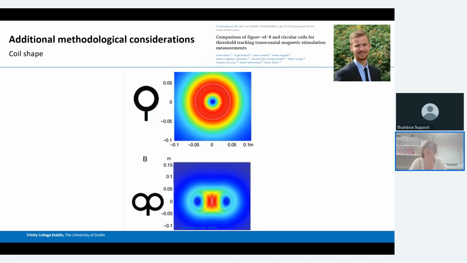And then finally, talking about coil shape. You probably know if you use a circular coil, you activate quite a large area of the cortex, and so you're quite non-focal in your stimulation. Whereas if you use a figure-of-8 coil, the area of peak stimulation intensity is quite small and quite focal. The advantage of using a circular coil is that you can skip essentially the hot spotting, or the step at the start where you have to determine exactly where to put the coil. So it's quicker, but it's a lot less focal than using a figure-of-8 coil.